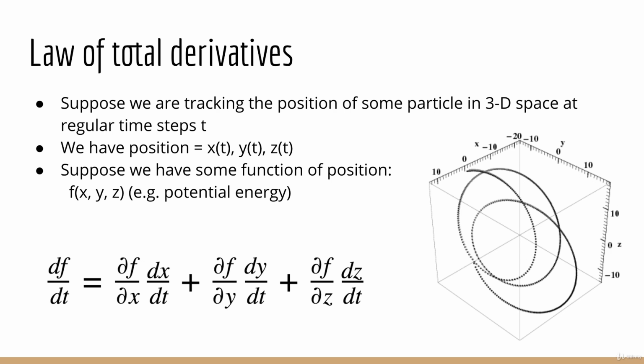Now, suppose we have some function of the position called f. The question is, what is the derivative of f with respect to time? We know that f is a function of x, y, and z, which are all in turn functions of the time t. So we know that the chain rule will apply somehow. But the answer is somewhat non-intuitive. We have to multiply the partial derivatives of f with respect to x, y, and z with the derivatives of x, y, and z with respect to the time t. Then we add them together.